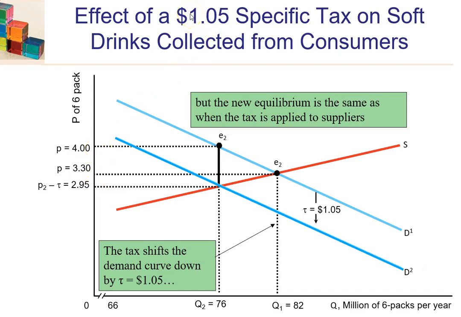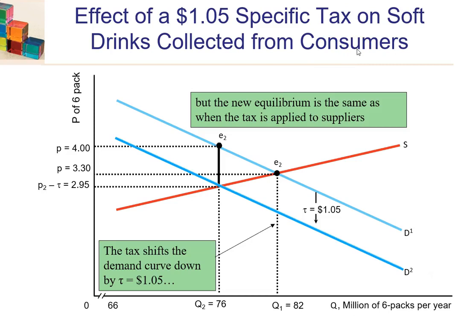Notice one thing important here. There's a $1.05 tax on the consumer. The consumer doesn't pay all $1.05. They pay 70 cents of that $1.05. The seller pays 35 cents of the $1.05, even though the tax is collected from the consumer. The seller still pays a portion of this tax.